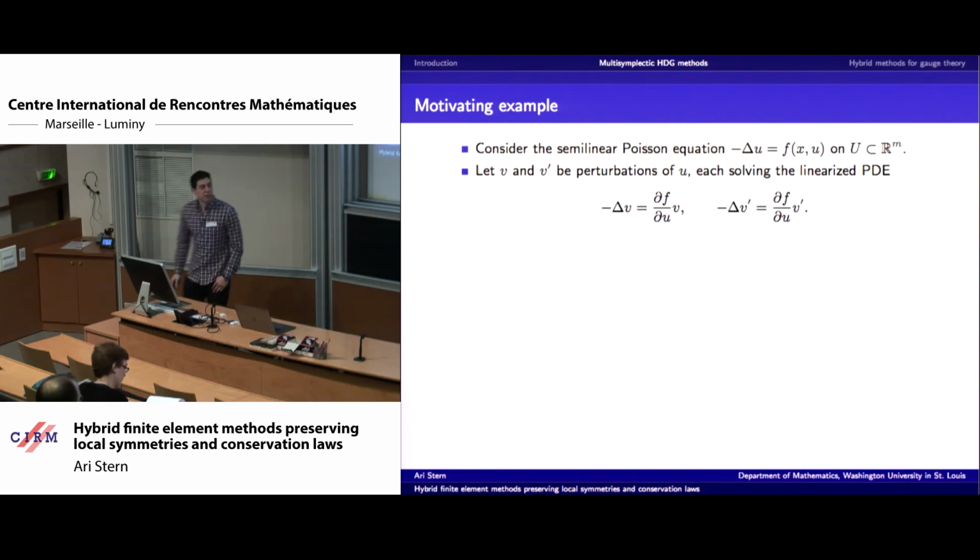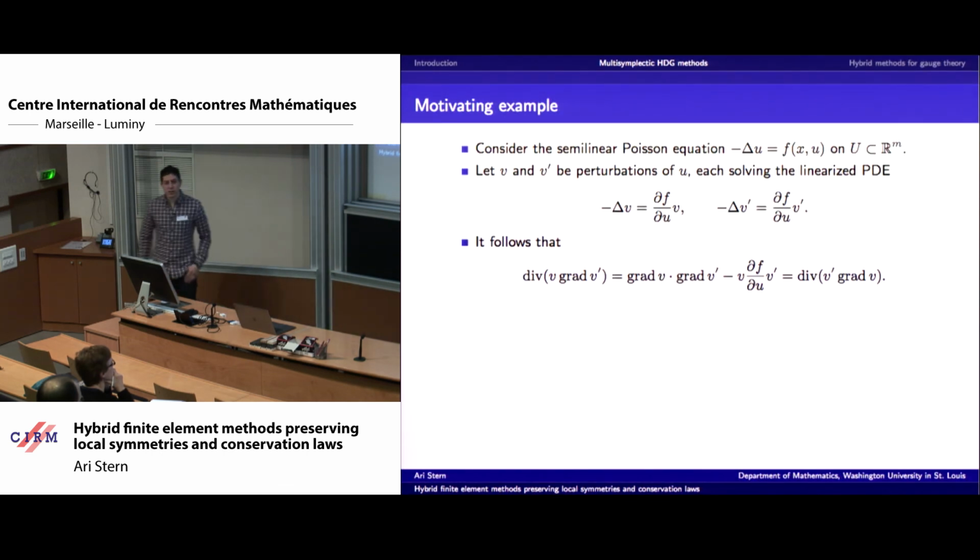All right, so let's suppose that v and v prime are perturbations or variations of u. So I've got a solution u that satisfies this. I linearize, and I have two solutions to this linearized PDE. Now this is a nonlinear or semi-linear equation, but the linearization is basically just like a Poisson equation.